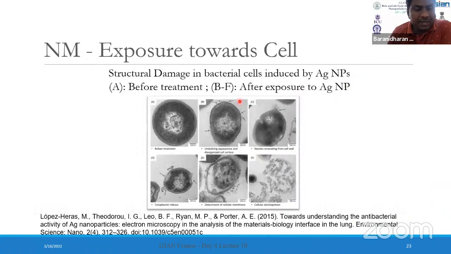So this is one such study where, before the treatment and after the treatment with silver nanoparticle, they were able to observe a clear and distinct effect towards the bacterial cells. So before treatment, A is nothing but a very condensed cell wall, and then B to F is after exposure to silver nanoparticle, over the period of time, the cell itself got disintegrated, and then there is no life in that cell. So these nanoparticles stick onto the wall, rupture the wall, or form pits, or get absorbed, and then start deteriorating the cell.